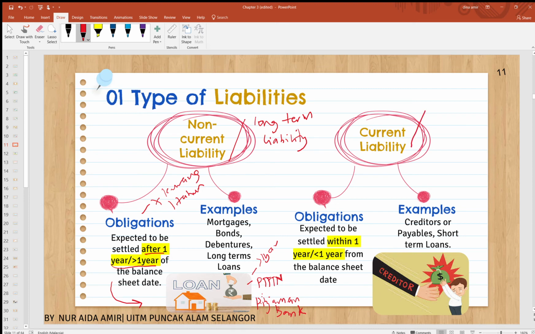Current liabilities is also called as a short term liability, or obligation lah. Kita panggil sini obligation lah. Sebenarnya liability ni your obligation, your tanggungan.